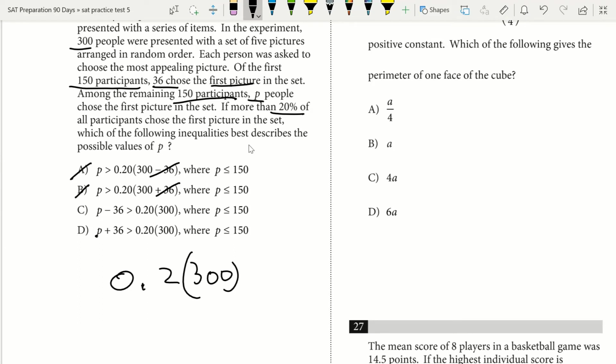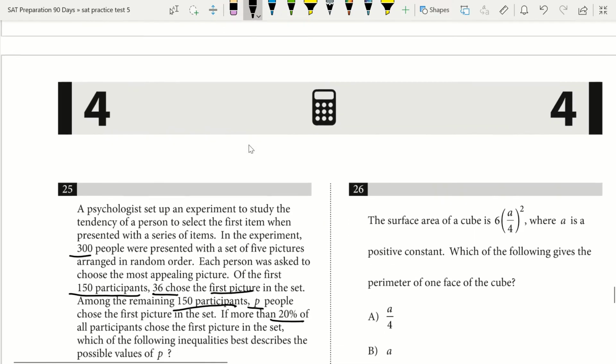I know that P plus that 36 is going to give me my total number, which has to be greater than my total number given by that 0.2 times 300. I also know P must be less than or equal to 150, since that's the number of participants. So my answer is going to have to be D for number 25.